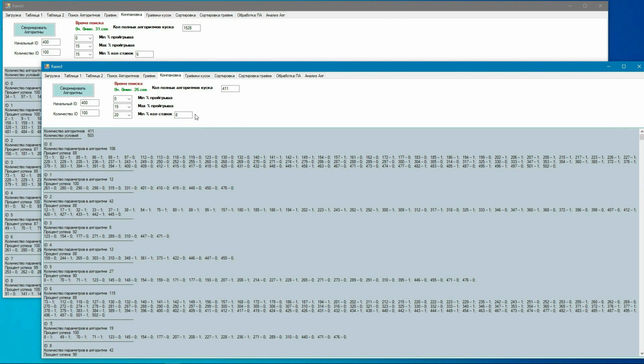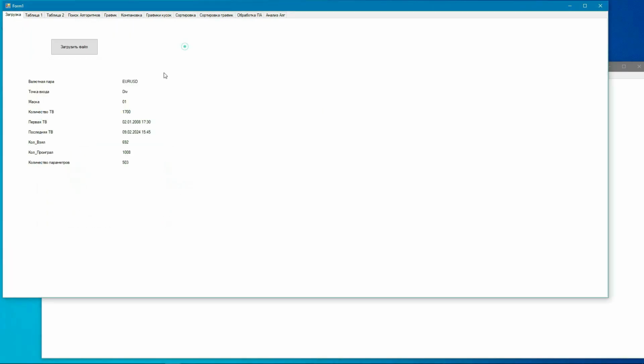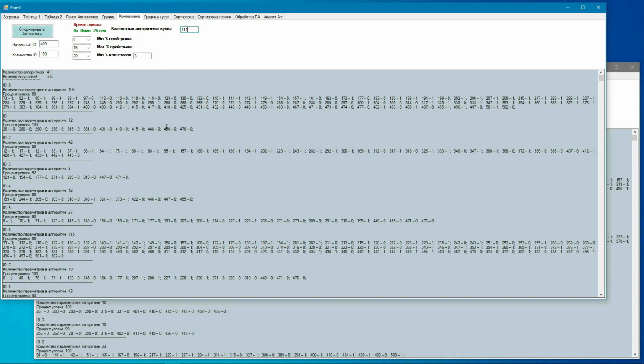Now let's look at how the number of positive bids in the algorithm affects the number of algorithms found. We analyze the same statistics. The search parameters of the algorithms are also identical, except for the minimum number of positive bids. In the first case, the minimum number of positive bids in the algorithm is 6, in the second, 8. As you can see, the fewer bids that can be placed in an algorithm, the more algorithms we will find.